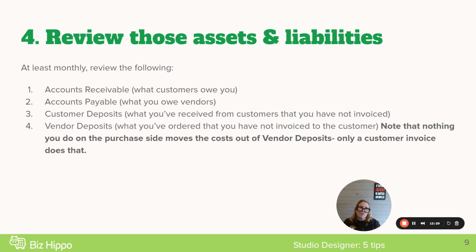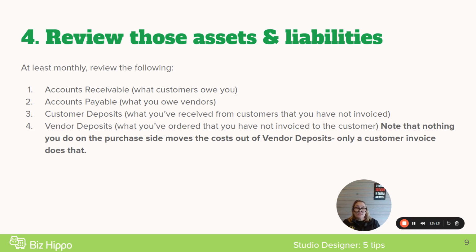Same with accounts payable, which is what you owe your vendors. Is the detail listing that you got out of Studio Designer, does it match the balance on the balance sheet, and are the payables that are listed valid? Customer deposits, if you'll remember, are monies that you've received from the customer that you have not yet invoiced the customer for, meaning they're prepayments on purchases you're going to make. There are reports within Studio Designer, or you can create your own, that will show you which of your customers you're holding money for. And again, does it make sense?